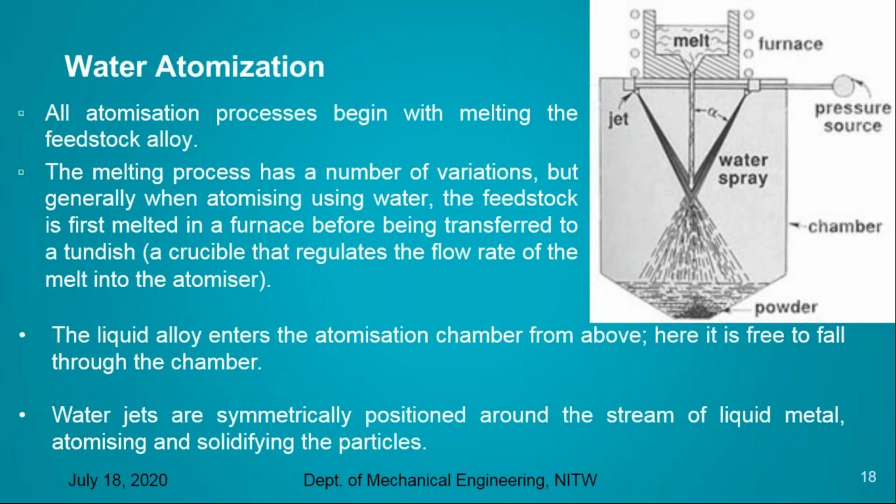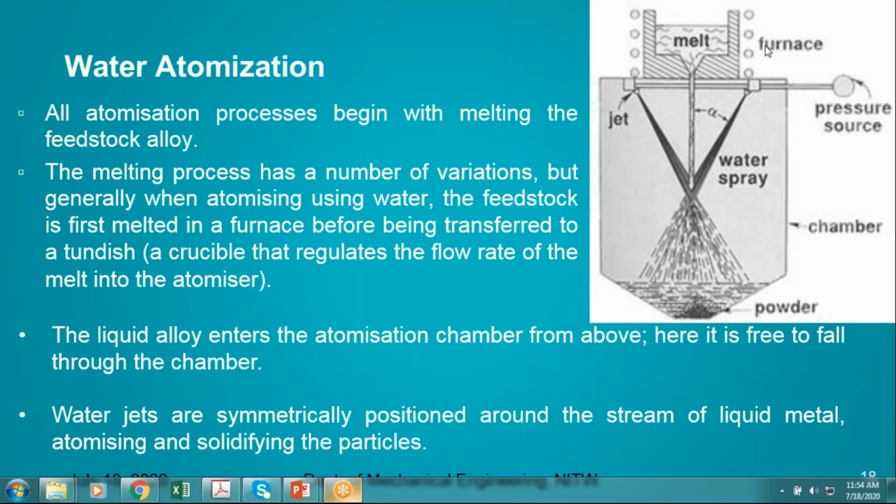You can see in this water atomization process in the right hand side picture, we have the feedstock of this alloy. The alloy is melted in this furnace, and then we impinge a high velocity of water onto that molten pool. Then it forms ligaments, and then it forms small droplets of the powder particles. And during this process, the melting has a number of variations.